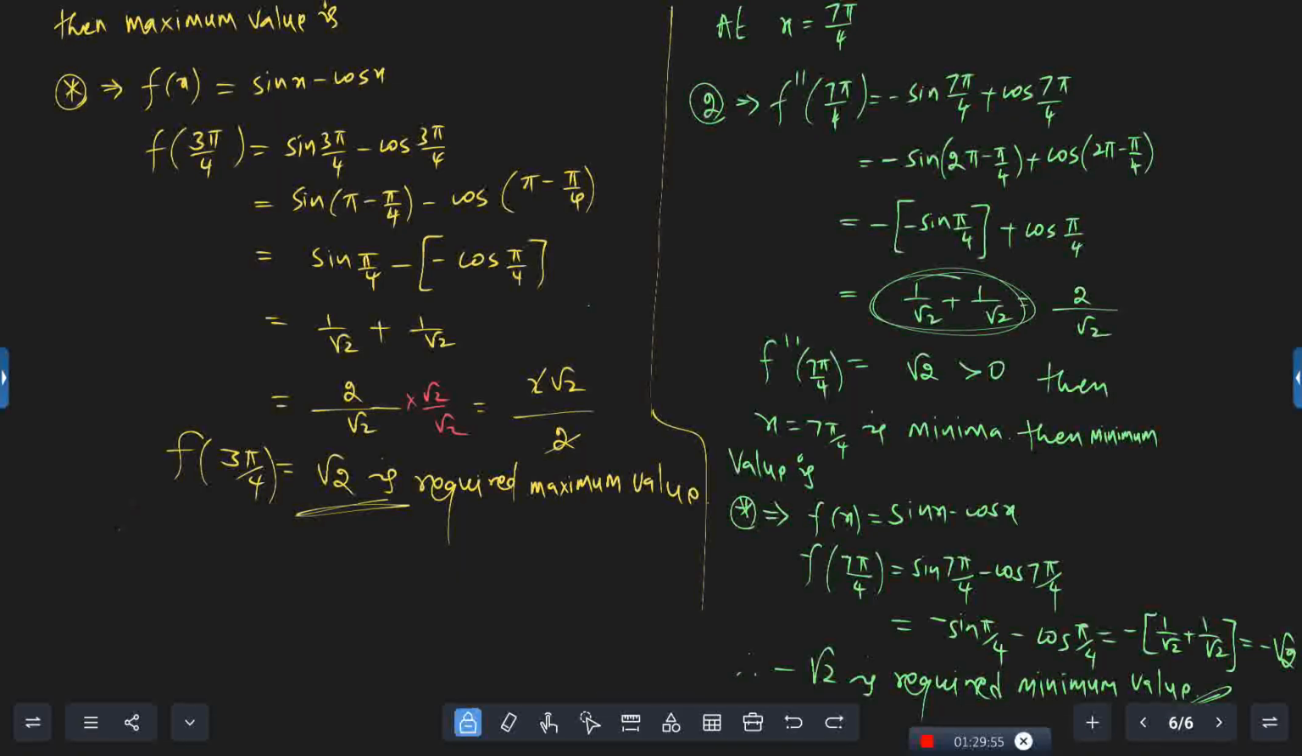These things they will be asking in the 5-mark question, 0 to 2 pi, always a 5-mark question. Don't forget. So here the maximum value is root 2 and the minimum value is minus root 2. That's it. Finally, you can write: therefore, maximum value is root 2, minimum value is minus root 2. Understood? Is this okay, whatever we have done here? This is an important question. Don't forget. Okay. Next.